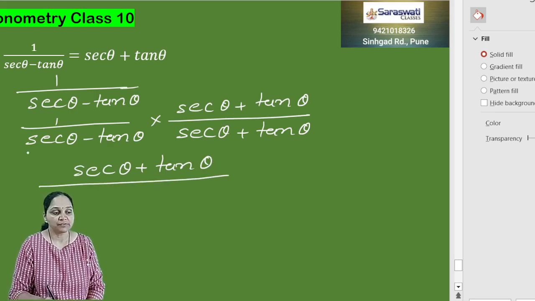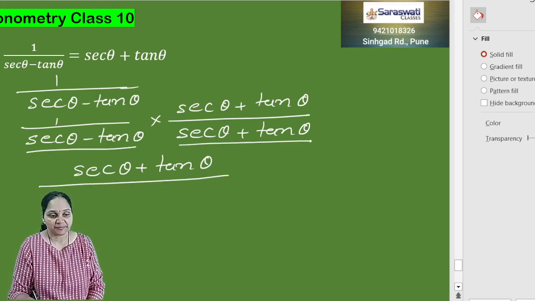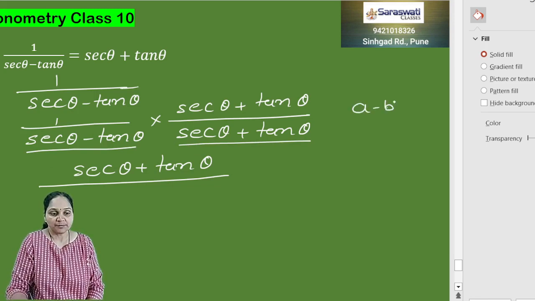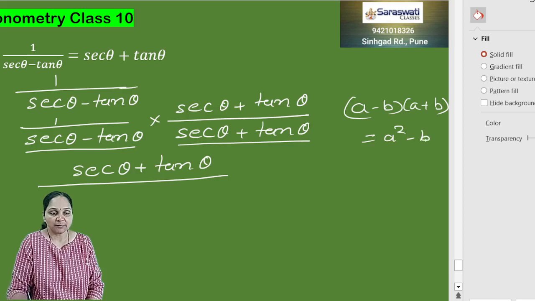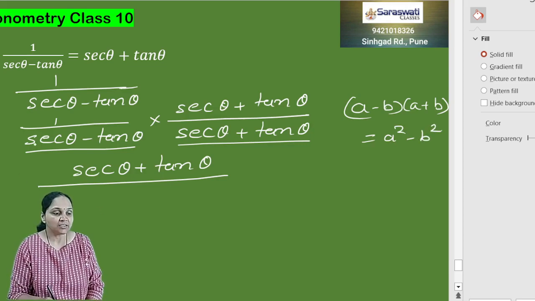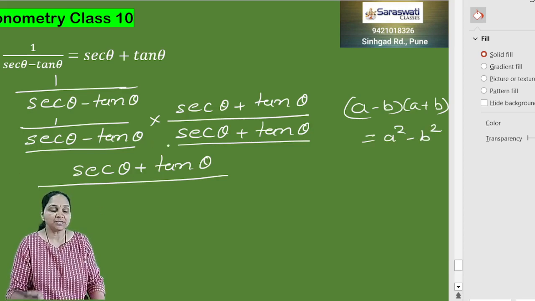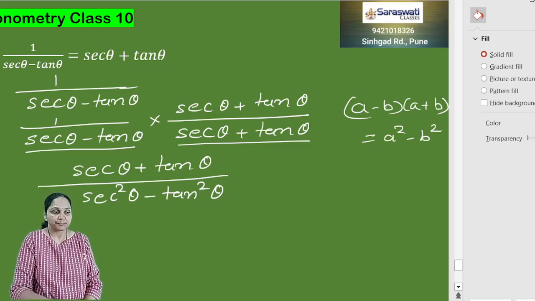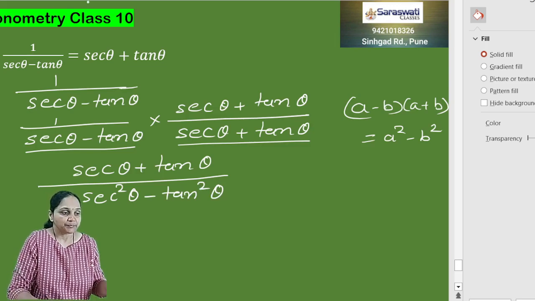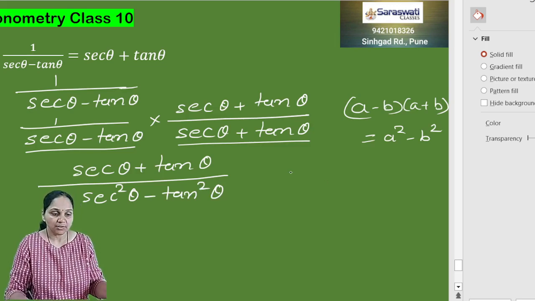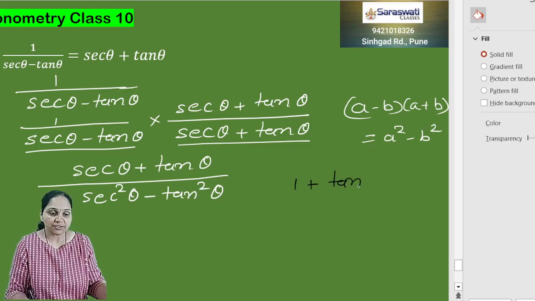Now here we will use the same identity. (a minus b)(a plus b), which is equal to a square minus b square, and here a means sec theta and b means tan theta. So we get sec square theta minus tan square theta. Now we know this, 1 plus tan square theta is equal to sec square theta.